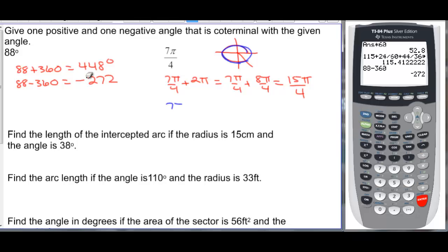Then we have 7 pi over 4 minus 2 pi. That's equal to 7 pi over 4 minus 8 pi over 4, which is just negative pi over 4. So if you want to get to this spot right here, all you've got to do is go the other direction, 1 pi over 4, and you're there. That's what that answer is telling you. You're at the exact same place.